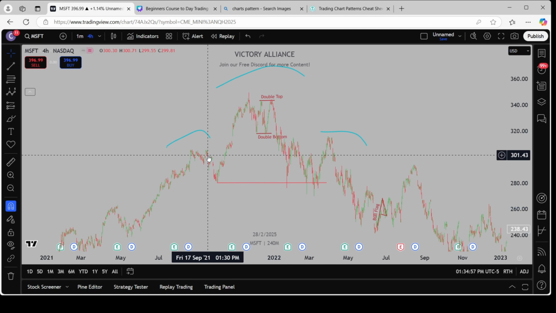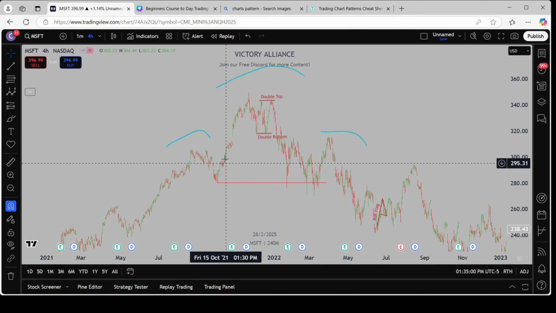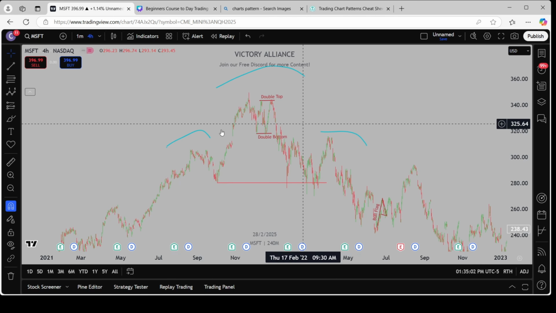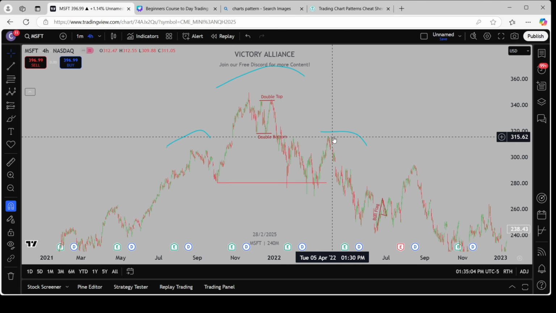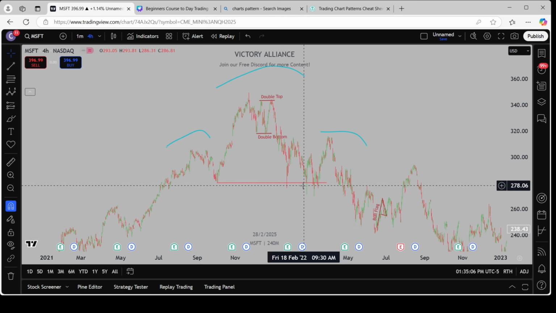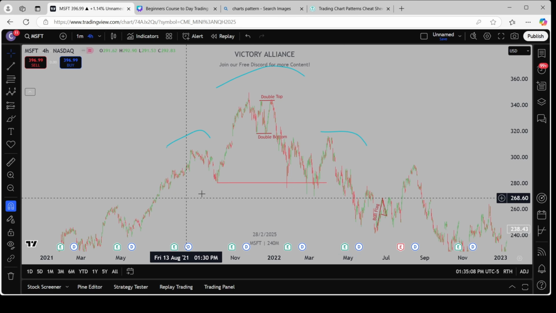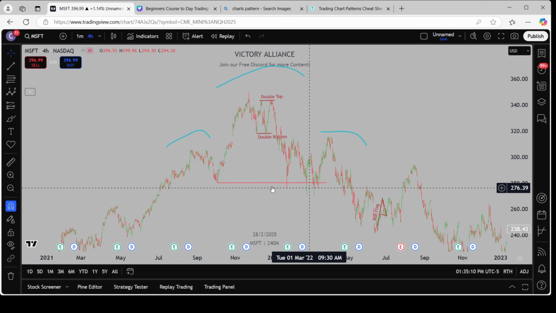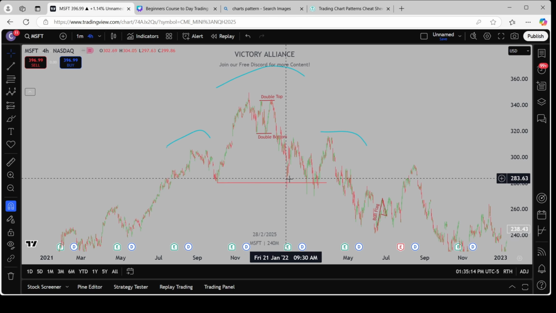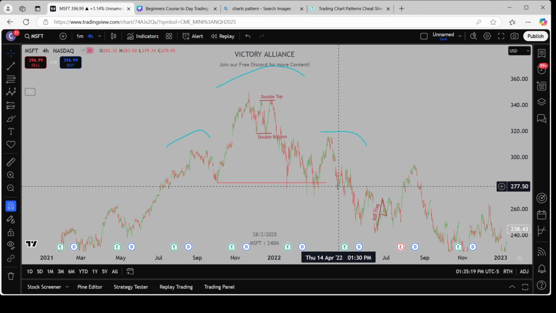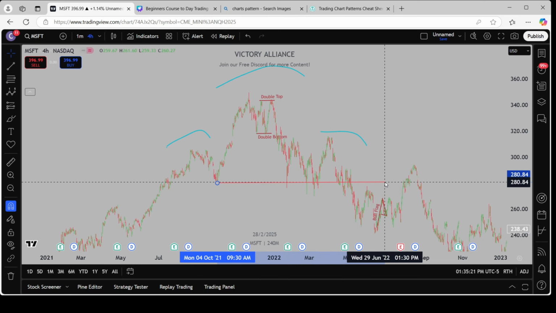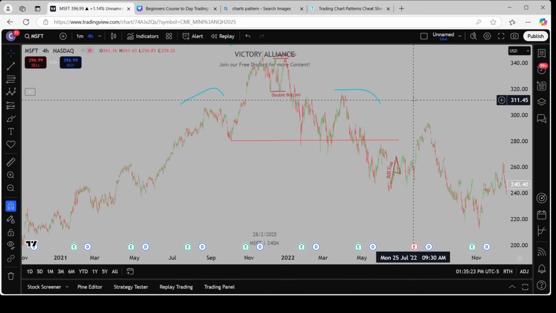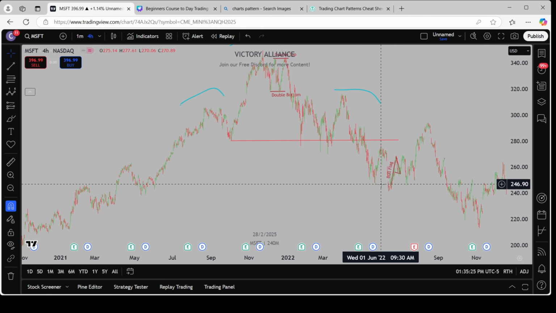This is the shoulder. Just think of it like a body, right? You got your left shoulder, your head, and your right shoulder. Once we break this neckline, because this will be your neck, right? A neckline is pretty much where we see support. We see support at this level. Once we break this level, you can see it's over with. It's reversing to the downside.